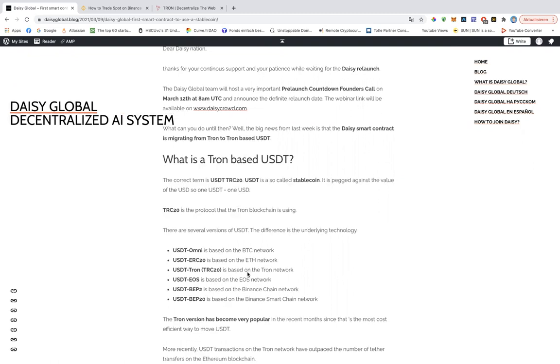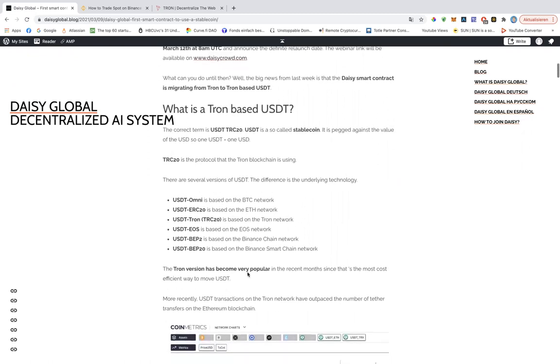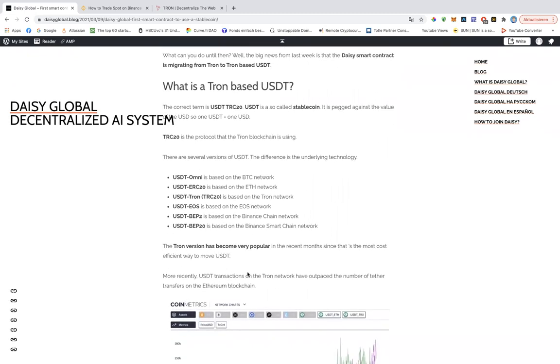Tron blockchain, okay? And there are several versions of USDT. And the difference is always the underlying technology. So the USDT Omni version will be using the BTC network. That was the first USDT version to be launched. And then we have the Ethereum-based USDT, which is called ERC20. That's the name of the protocol Ethereum is using. And then the third version that we will be using in Daisy is TRC20. Okay, and that is using the Tron network.